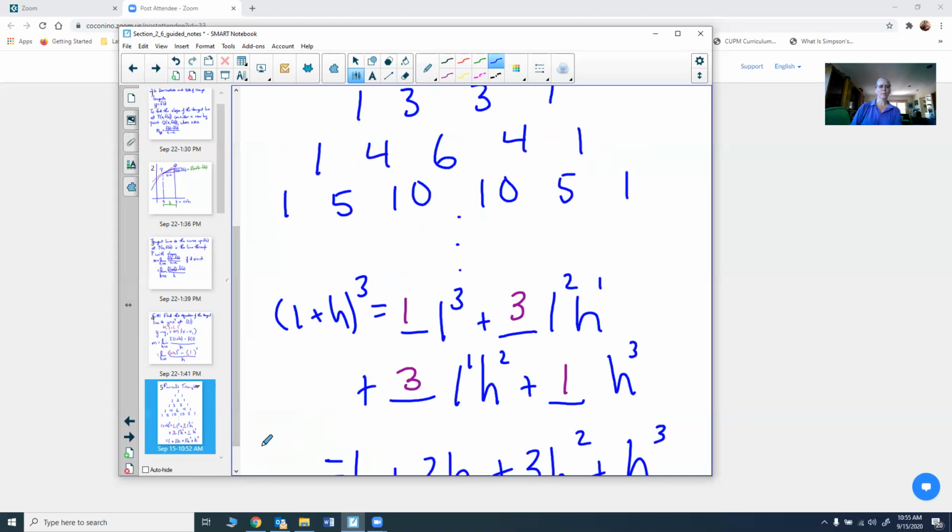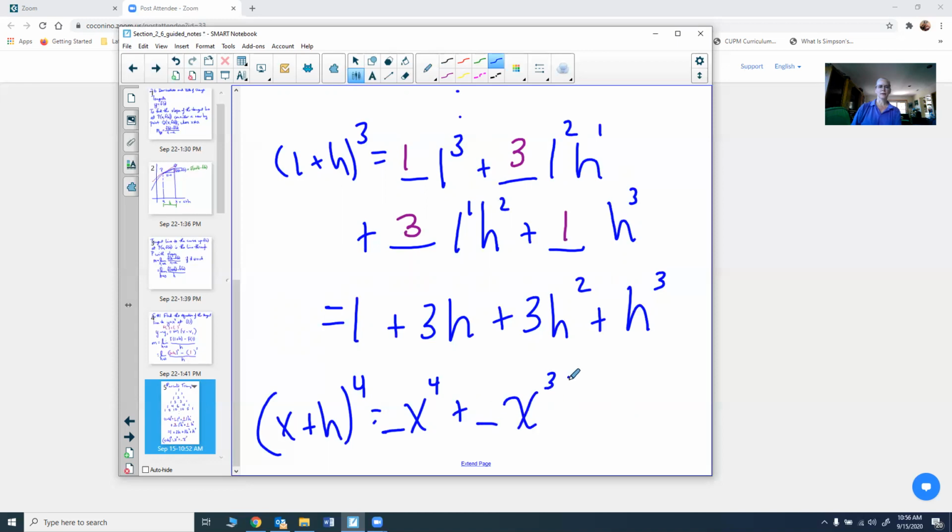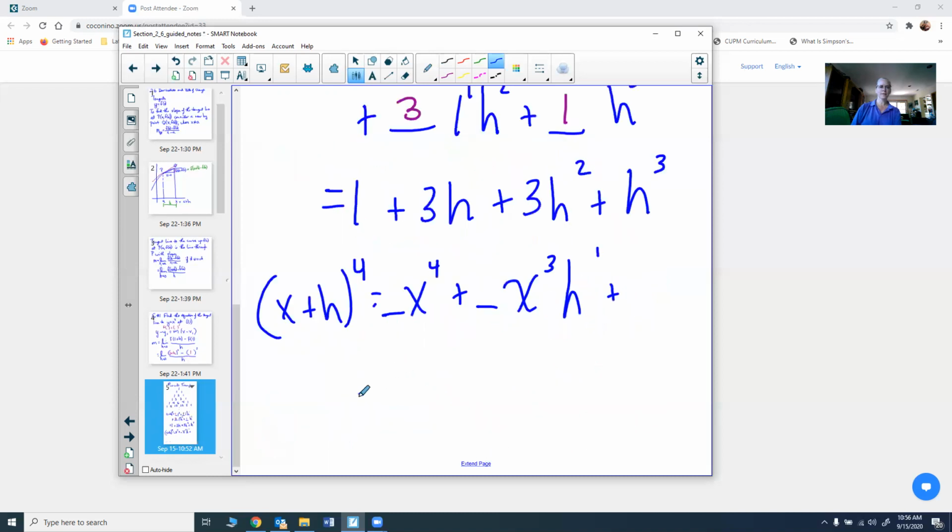Just another example, not that we're doing this one right now, but let's say I want to do something a little different than 1 there. Let's say I want to do x plus h to the 4th. Then we start with x to the 4th times h to the 0. There's something here, plus something, and then x cubed and h to the 1st, plus, again, something, x squared. Notice I'm doing 4, 3, 2. h went 1, 2, so it's going to be squared, plus something.